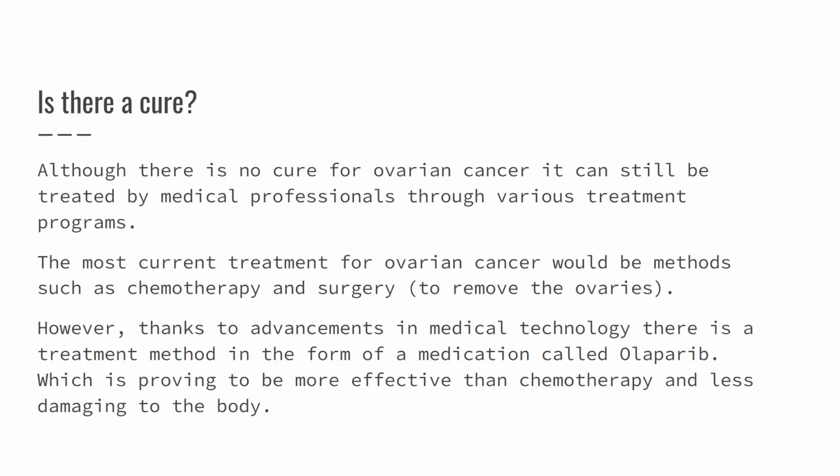Is there a cure? Unfortunately, the answer is no. There is no cure for ovarian cancer, although there are various treatment options to treat it. The most common treatment for ovarian cancer would be chemotherapy and surgery to have the ovaries removed. However, there is a new treatment in the form of a medication called Olaparib, and current studies are showing data that Olaparib is proving to be more effective than chemotherapy.